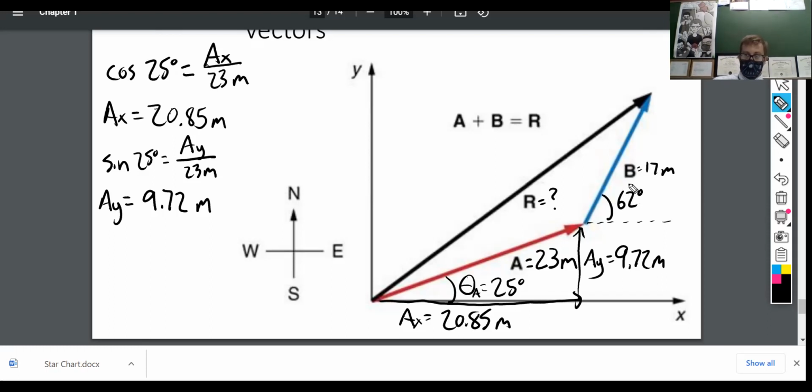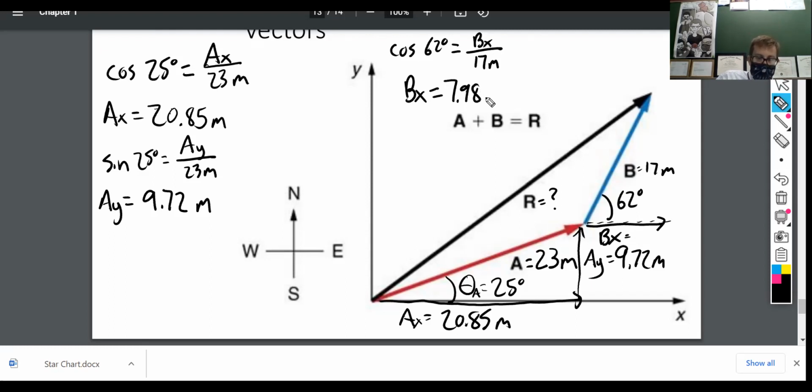On to vector B now. So we've got the x component of vector B that we're going to solve the same way that we solved this one. So we've got the cosine of 62 degrees equal to b sub x over 17 meters. So the x component of B is going to be cosine 62 degrees, 0.469, times 17, and we get the x component equal to 7.98 meters.